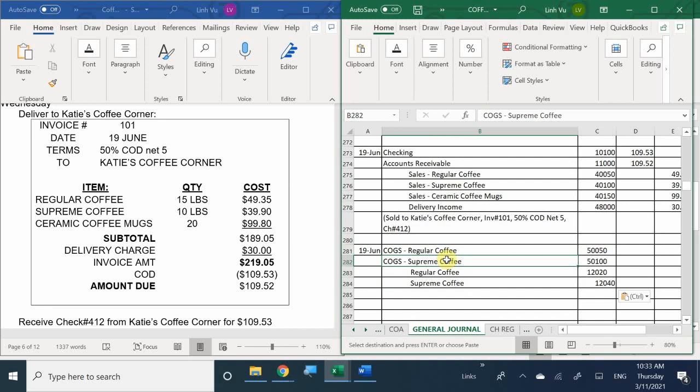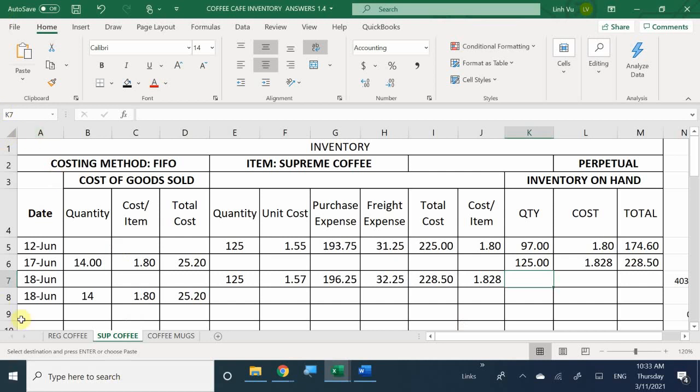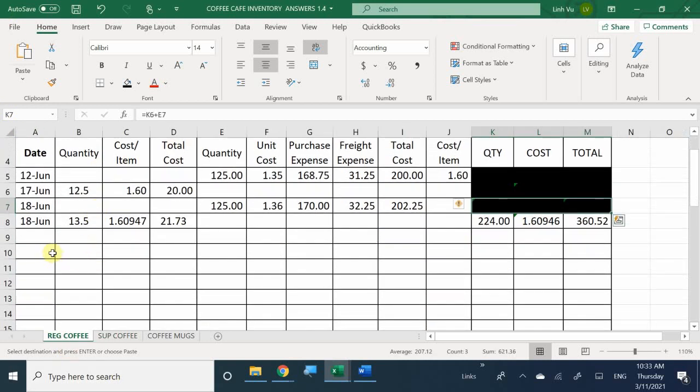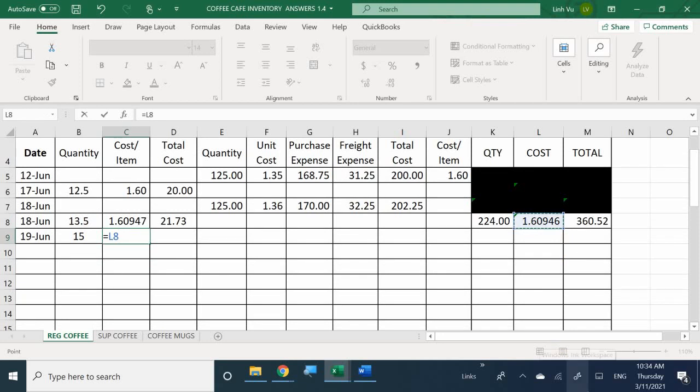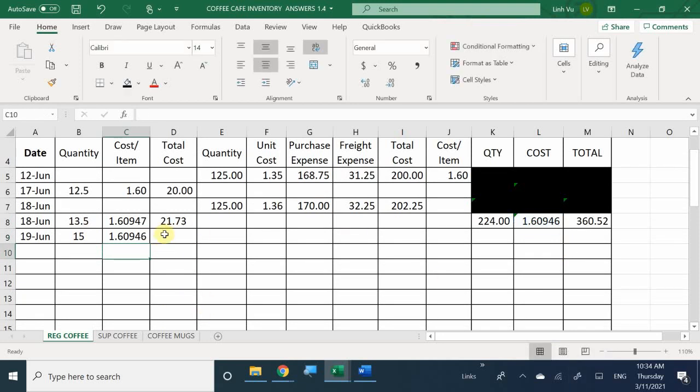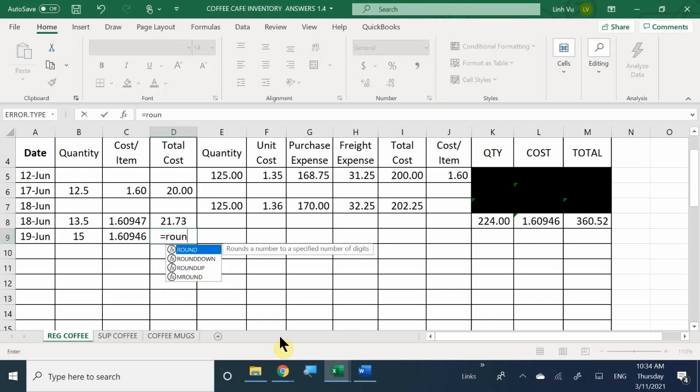So where do we go and calculate our cost of goods sold? Inventory worksheets. Okay, so let's go ahead and go over there. First things first, regular coffee. How many pounds of regular coffee did we sell? 15. We sold 15. Once again, the cost per item. We're going to do another equal round formula because you want to round it to the nearest penny, because that's what you sold it for.